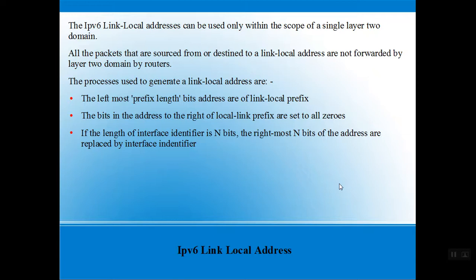All the packets that are sourced from or destined to a link local address are not forwarded by routers outside the layer 2 domain. The process used to generate a link local address is: the leftmost prefix length bits of the address are those of the link local prefix. The bits to the right of the link local prefix are set to all zeros. If the length of the interface identifier is n bits, the rightmost n bits of the address are replaced by the interface identifier.